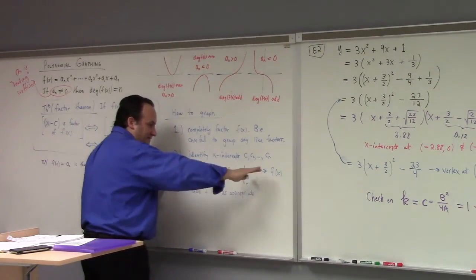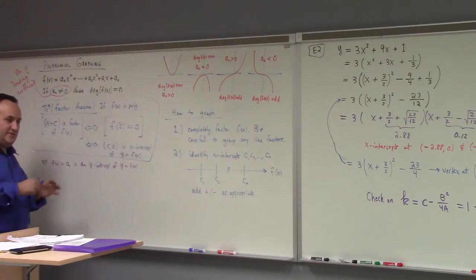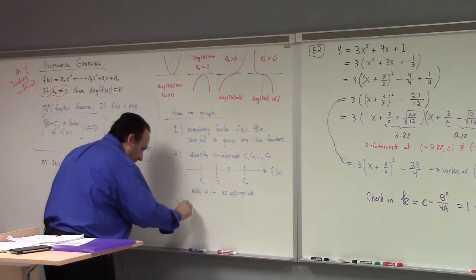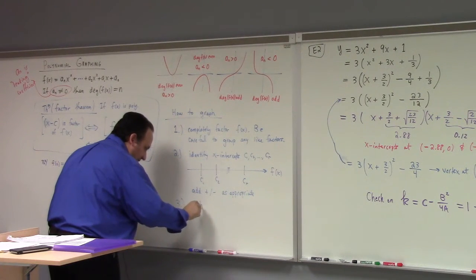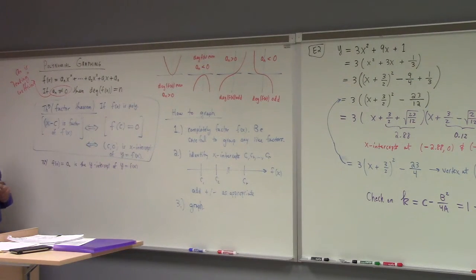So you add pluses and minuses as appropriate to the sign of f of x, right? And then once you've done that, you graph. And that's pretty much all there is to it. Let's do it.